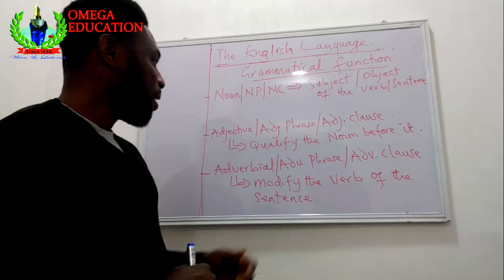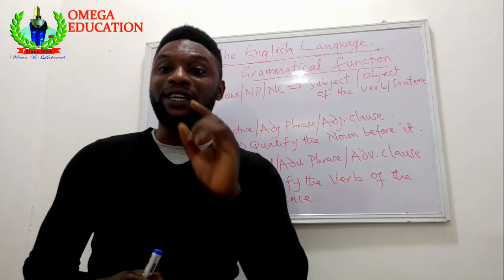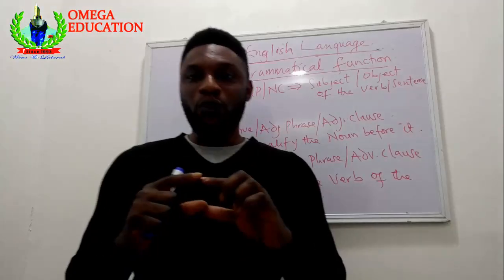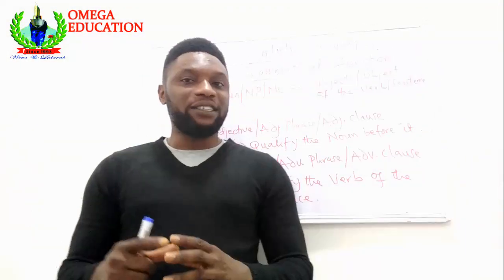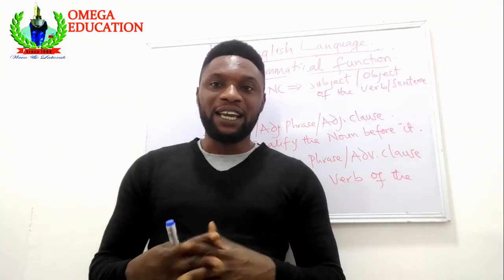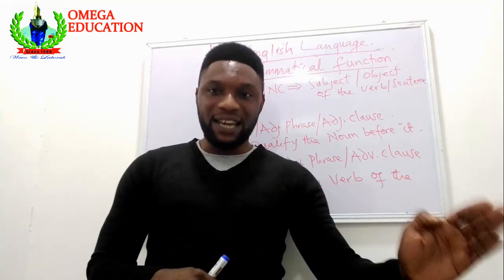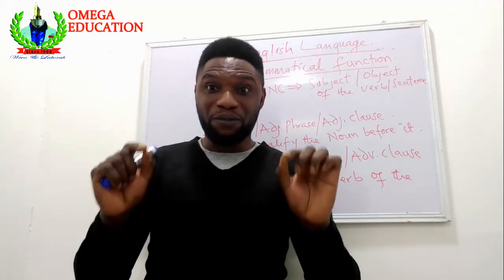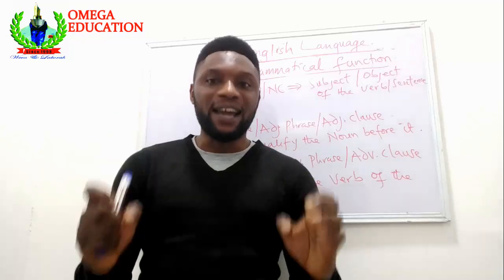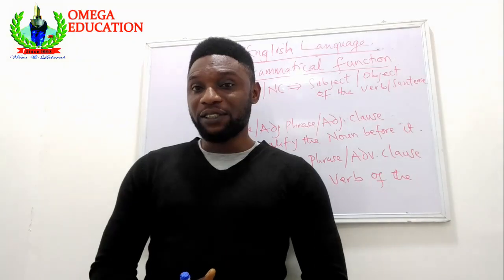Moving on quickly. Adjective, adjective phrase, adjective clause must perform just one action, and that is to qualify the noun before it. So the moment you get a word underlined and you're very sure it is an adjective phrase or an adjective clause, you should just know carefully it must qualify the noun before it. It has no other job. It qualifies the noun. And you have to state the noun in your response. So you don't just say it qualifies the noun. You have to tell us which noun in the construction of the sentence it qualifies.